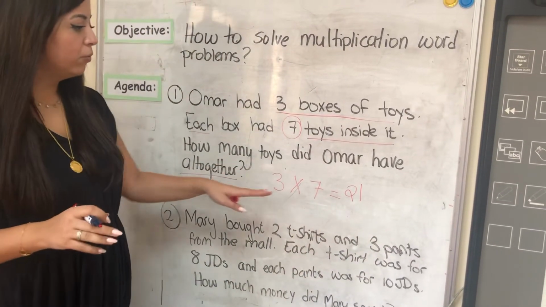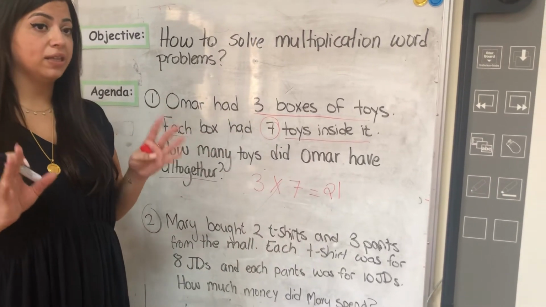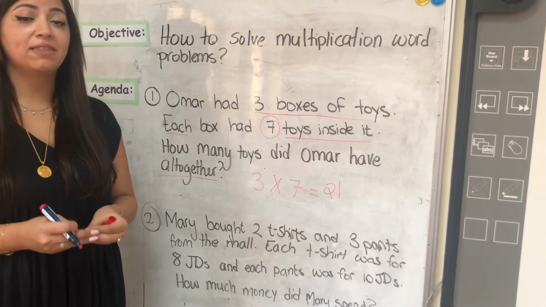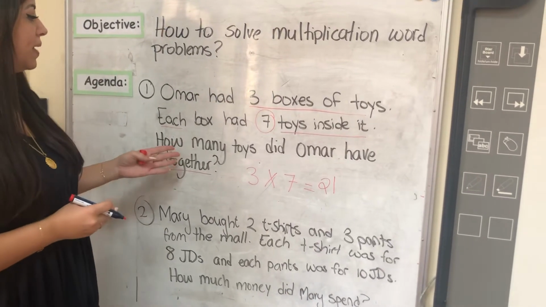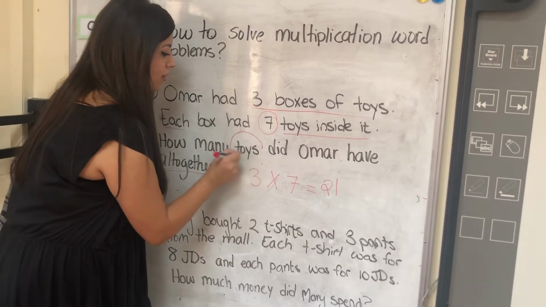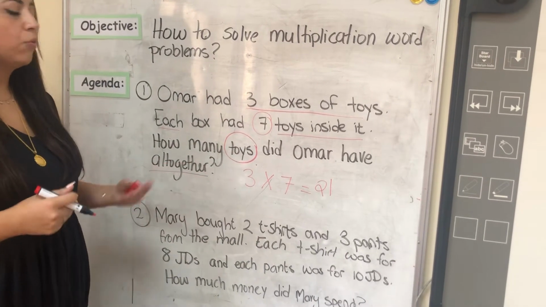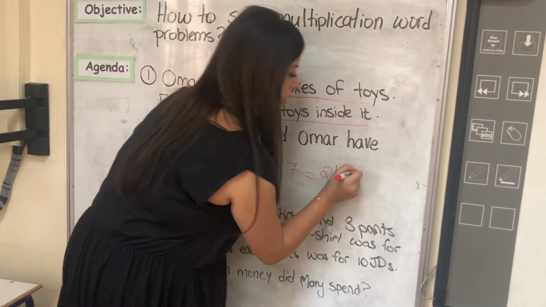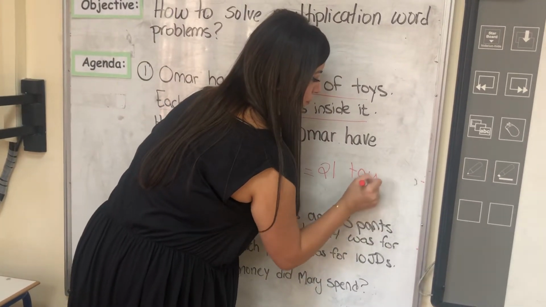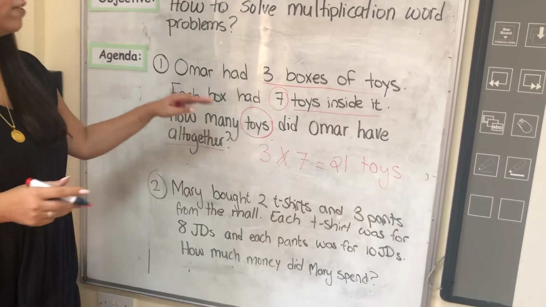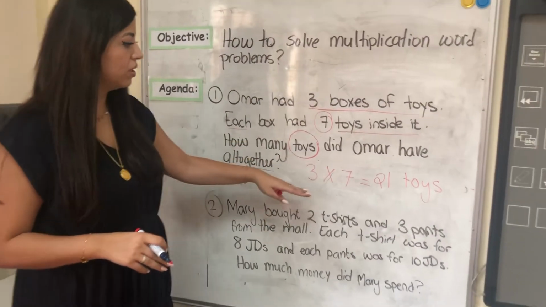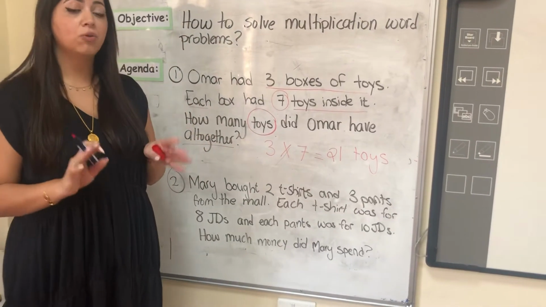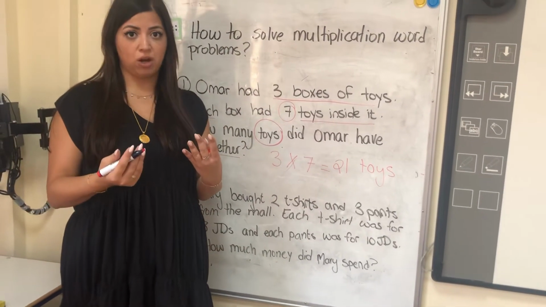Now, here we have the answer, but we're not completely done. A very important part of solving word problems is to put the unit at the end of the answer. Here it tells me how many toys did Omar have altogether. So I know that we're talking about toys. So I say 3 multiplied by 7 gives me 21 toys. Here we solve the first word problem and we have our multiplication sentence with the answer and the unit. It's very important to always put the unit so that you know what you're going to be talking about.